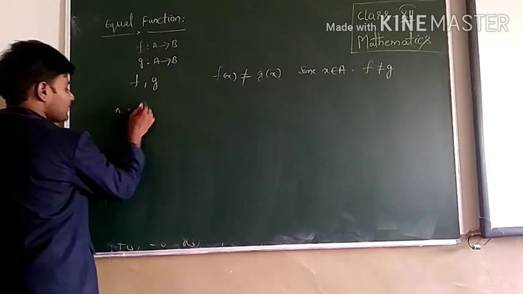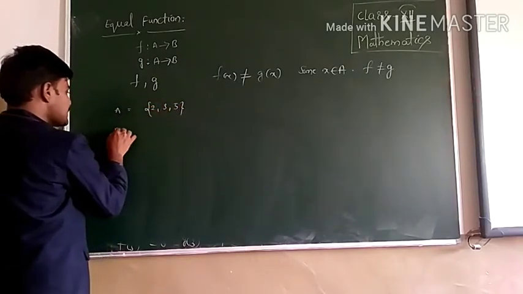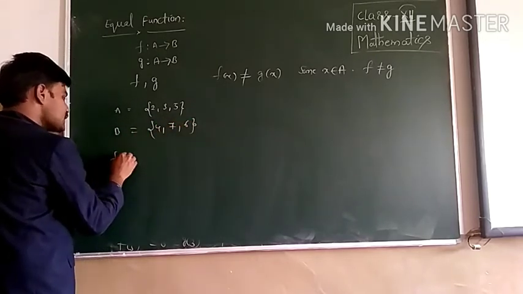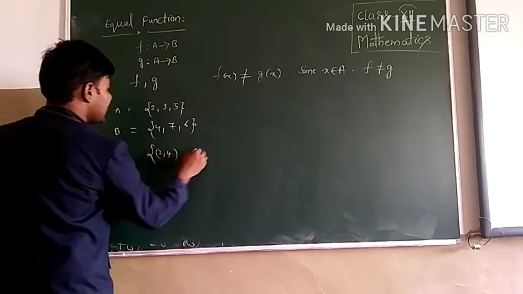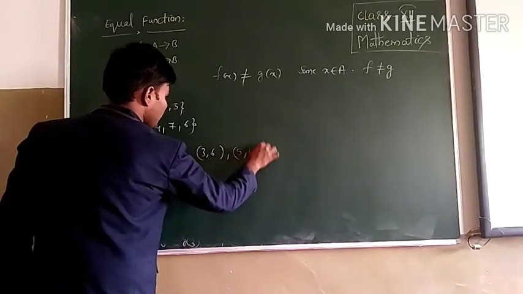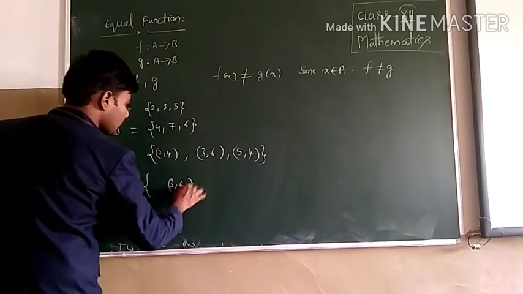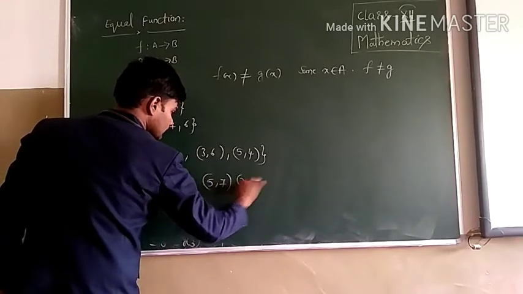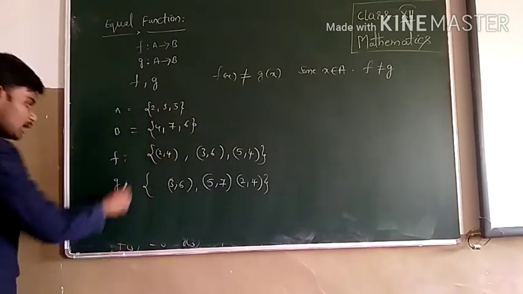In this same example, suppose A is {2, 3, 5} and B is defined as {4, 7, 6}. Now function f is defined as {(2, 4), (3, 6), (5, 4)} and function g is also defined like this: {(3, 6), (5, 7), (2, 4)}. Now let's see whether this condition is satisfied or not.